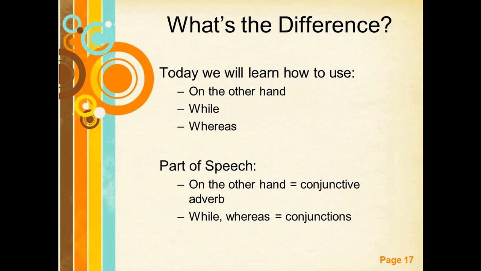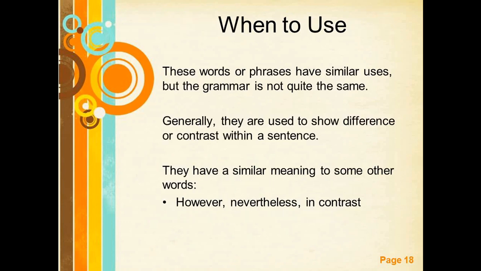While and whereas are conjunctions. They are subordinating conjunctions, in fact. And so the first one, conjunctive adverb, will join 2 independent clauses, while the second 2, while and whereas, will join a complex sentence, which includes an independent and dependent clause.